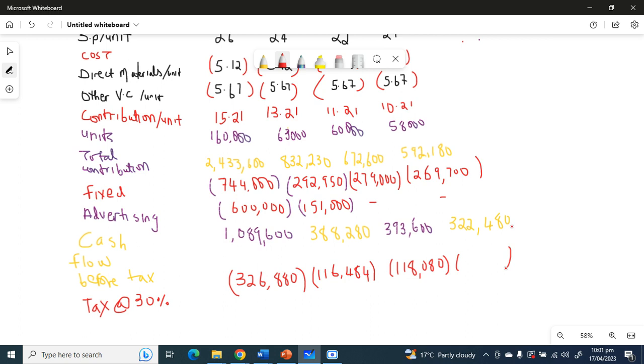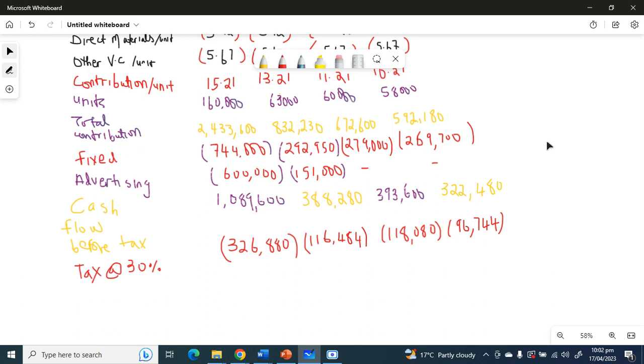30% of 322,480, 96,744. So now we can get our cash flows after tax. These are the ones we are going to use for the net present value. We're going to discount those cash flows, and our discount factor will be the weighted average cost of capital. So let's tabulate our cash flows after tax, or you can say net cash flow.